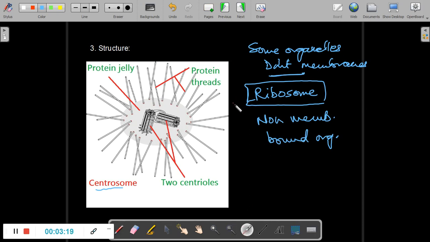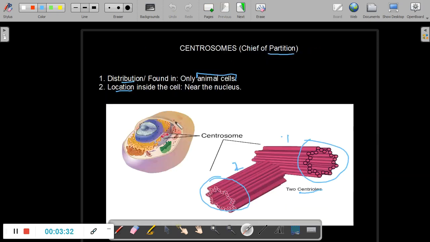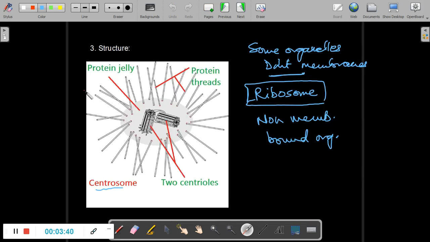Now let's proceed further and look into the details of the structure of this centrosome. What is it made up of? So we already know that they are made up of two centrioles, these two cylinders, which are again made up of straw-like structures. Yeah, so these are these straws, right? Hollow tiny tubes, right? So in the structure of the centrosome, we have got a pair, or two centrioles, and these two centrioles are embedded, or found, inside a jelly-like material, protein jelly.